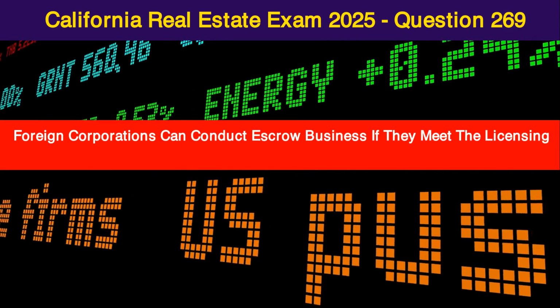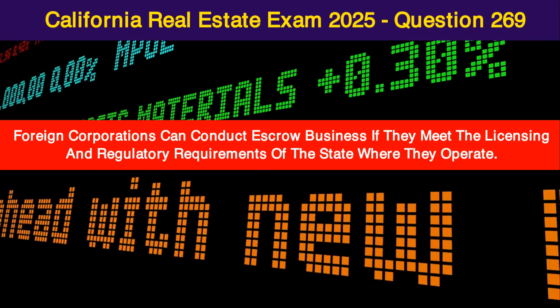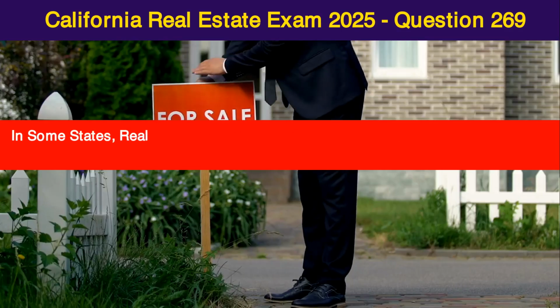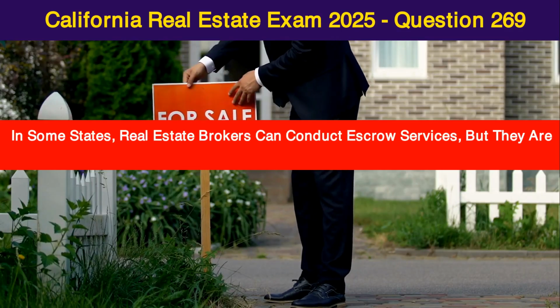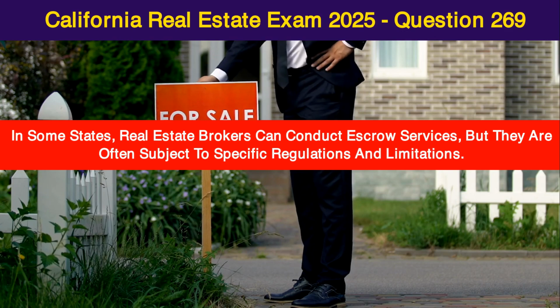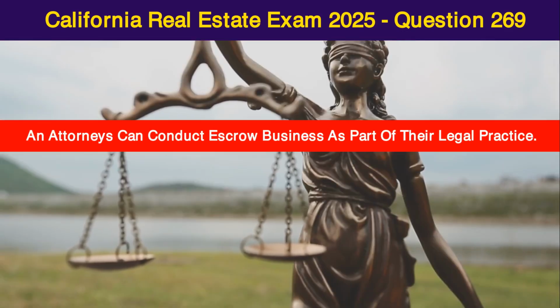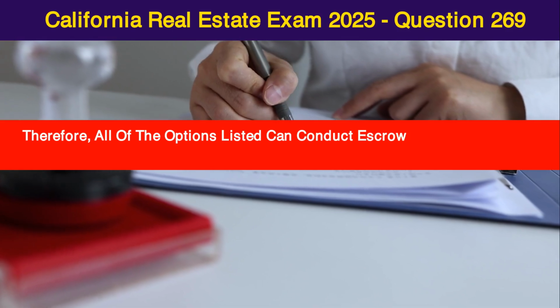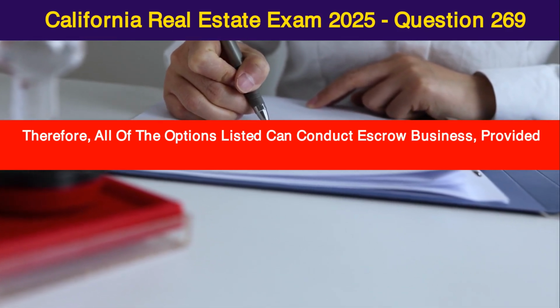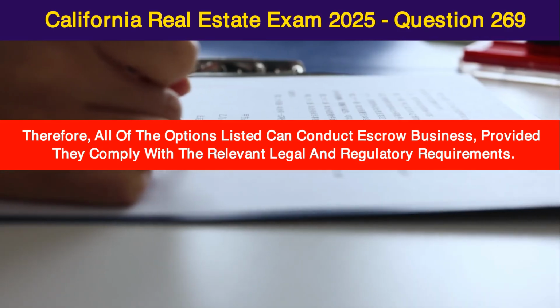Foreign corporations can conduct escrow business if they meet the licensing and regulatory requirements of the state where they operate. In some states, real estate brokers can conduct escrow services, but they are often subject to specific regulations and limitations. And attorneys can conduct escrow business as part of their legal practice. Therefore, all of the options listed can conduct escrow business, provided they comply with the relevant legal and regulatory requirements.